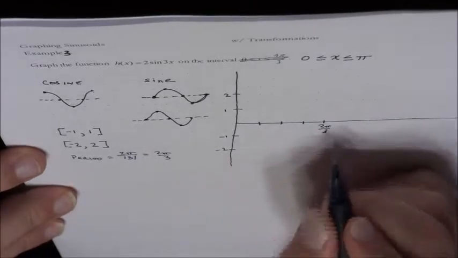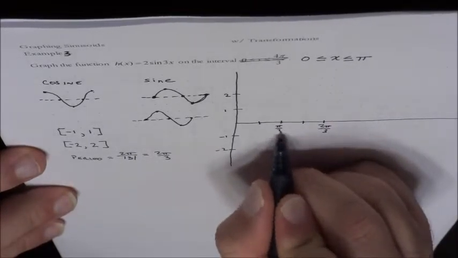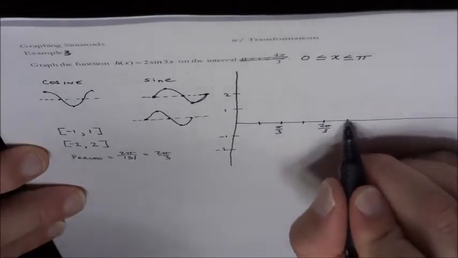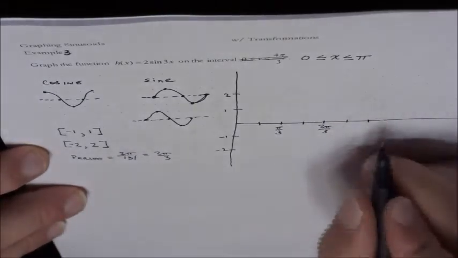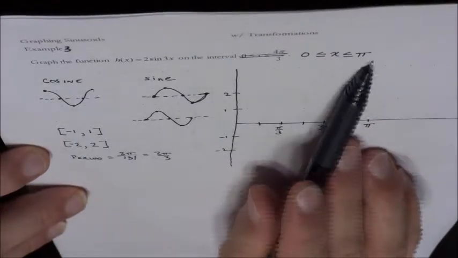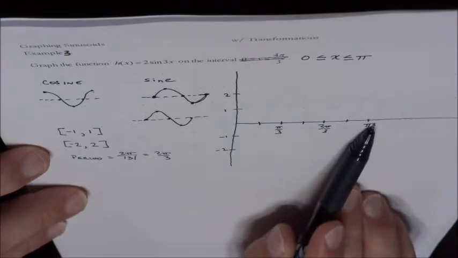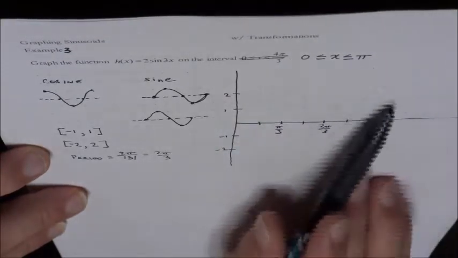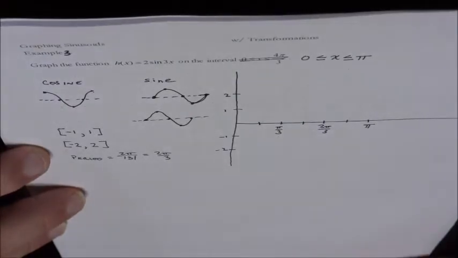Now, 2 pi over 3, excuse me. Now, half of that is pi over 3, which then means that if I go another half period, just 2 tick marks, that will take me to pi. So now I have the interval that I want from 0 to pi. If the interval was 0 to 4 pi over 3, that would have been 2 full periods, but we're not going to draw 2 full periods here.